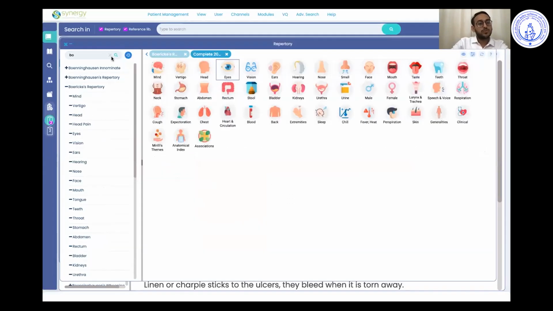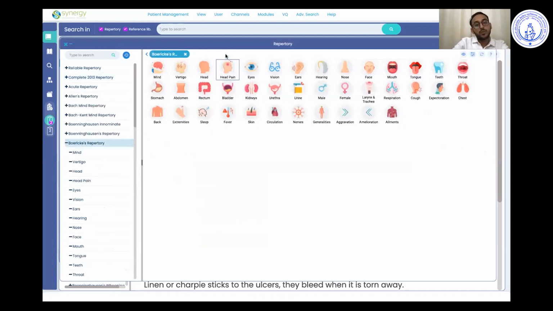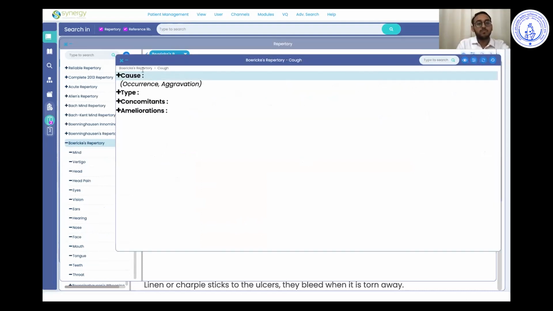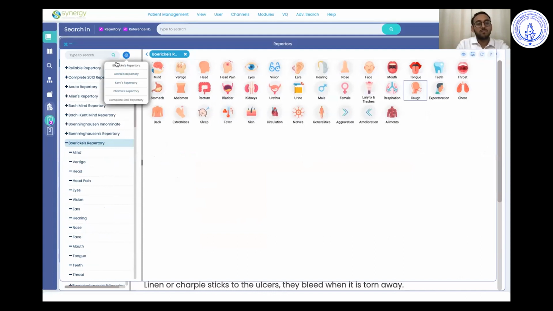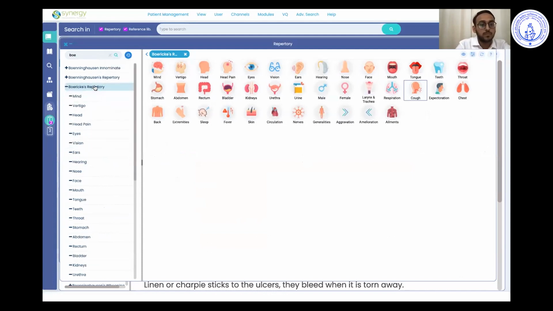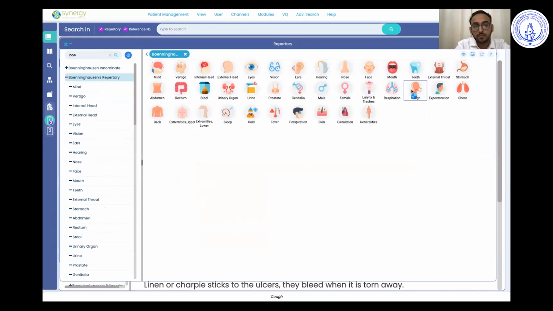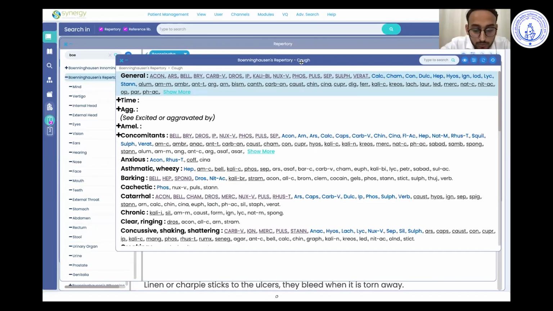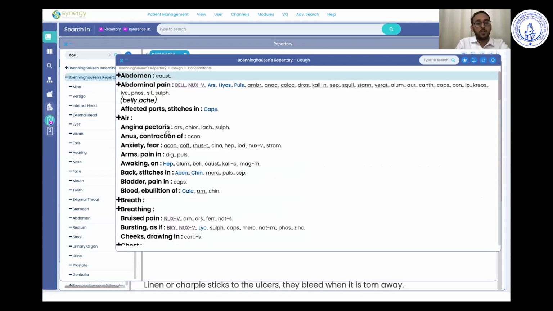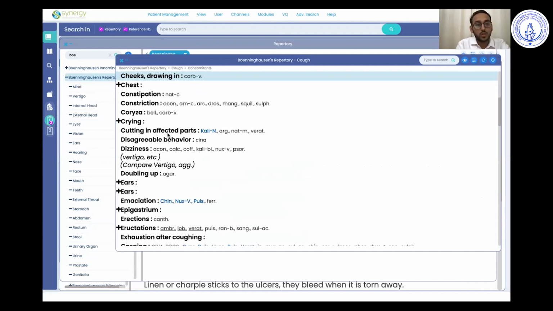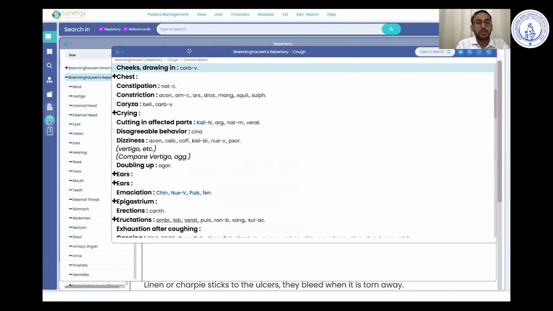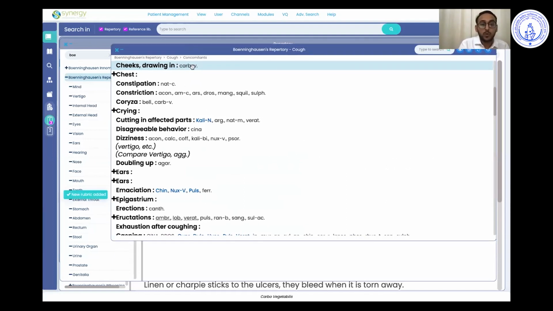Remember, what was the first peculiar symptom which we noticed in the child? It was the cough, and during the cough, the cheeks drawing in. So we'll go to the chapter cough in BBCR. We will select concomitant. And what was the symptom? Cheeks squeezing in, which is cheeks drawing in. And you can see there is only a single remedy, Carbo veg.